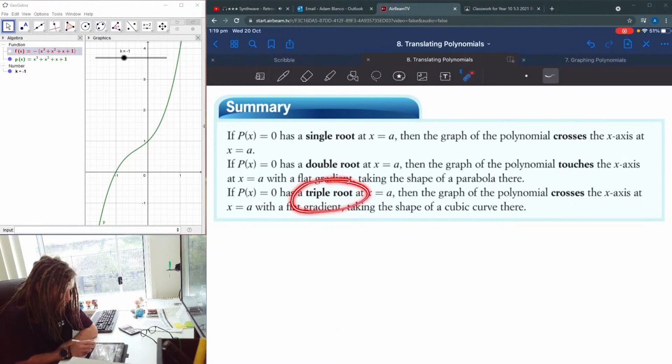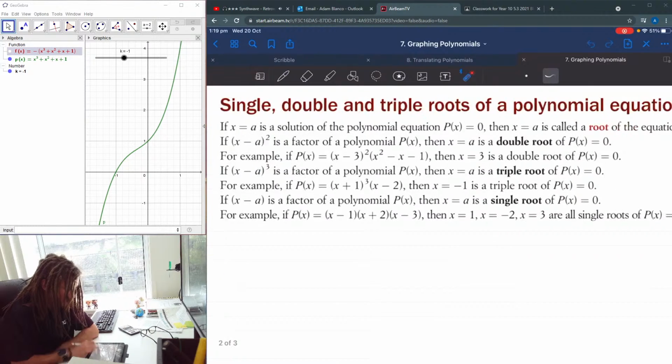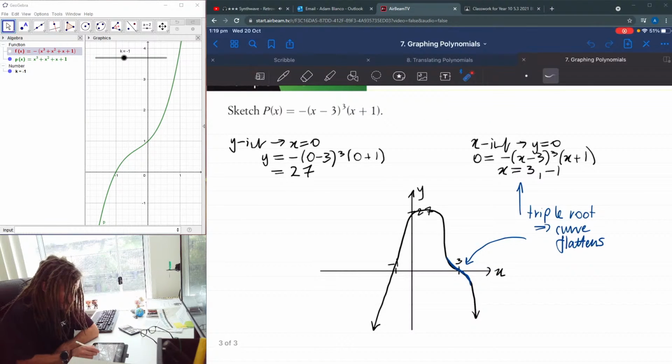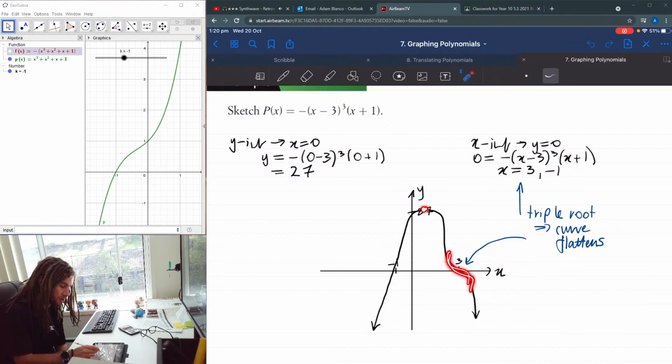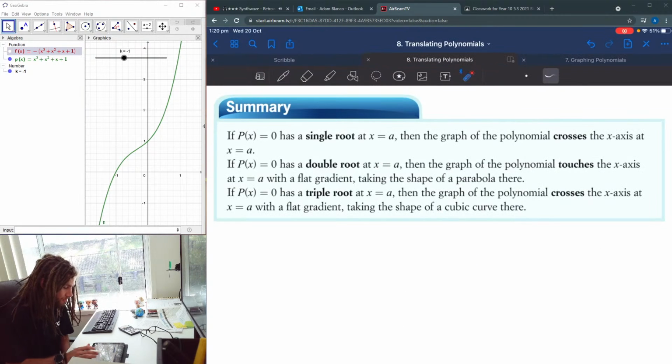And a triple root, which we did see, crosses the x-axis, but it makes a cubic. So with the one that we're looking at here, that is a triple root at 3. So at 3, it makes a cubic graph there. That's genuinely something I didn't know, because you can find all these little squiggles and curves using calculus. So I didn't actually know that triple roots do that. I think that's kind of cool. Anyway, that was a summary of the last lesson.